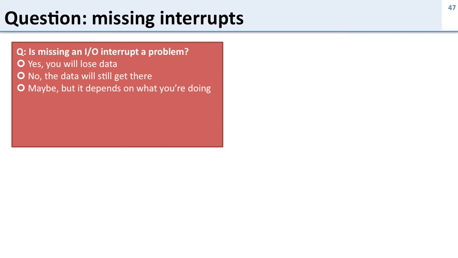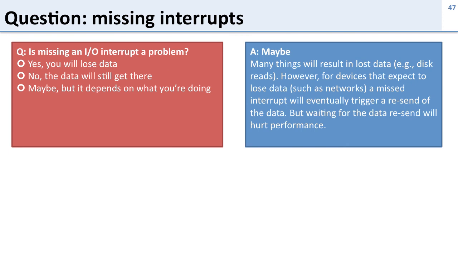So, is missing an I/O interrupt a problem? The answer here is maybe. So for a lot of things, if you miss the interrupt, you'll lose data. So if you're reading data from the disk and you get an interrupt saying the data is ready, and you don't notice that interrupt, you're going to miss the data. However, there are some devices that lose data all the time, and if you miss data, you'll eventually get a resend of the data. So for example, if you're using the internet over a network, it expects that sometimes the data won't appear and you'll have to resend it. However, if you miss the interrupt and you have to wait for that resend of data, it will hurt your performance because you're going to wait a long time.